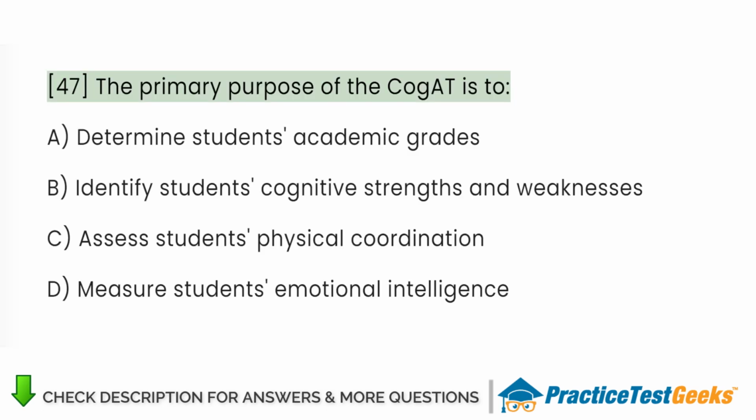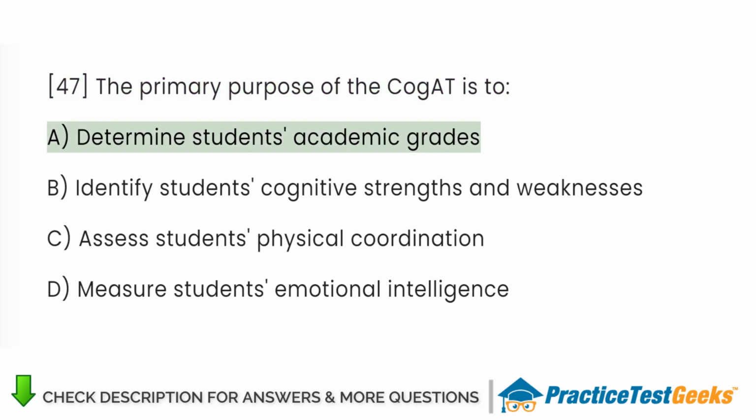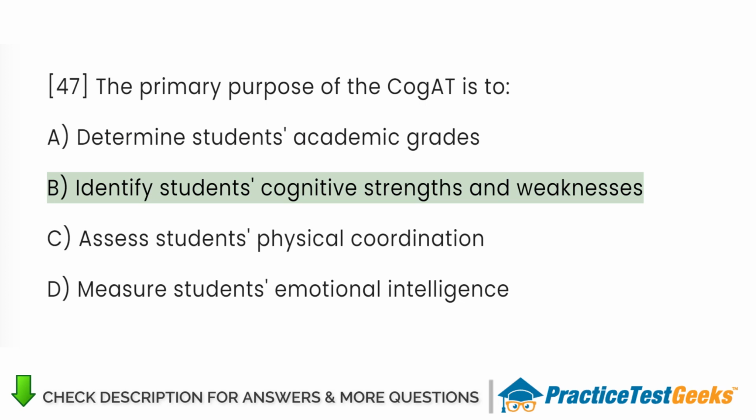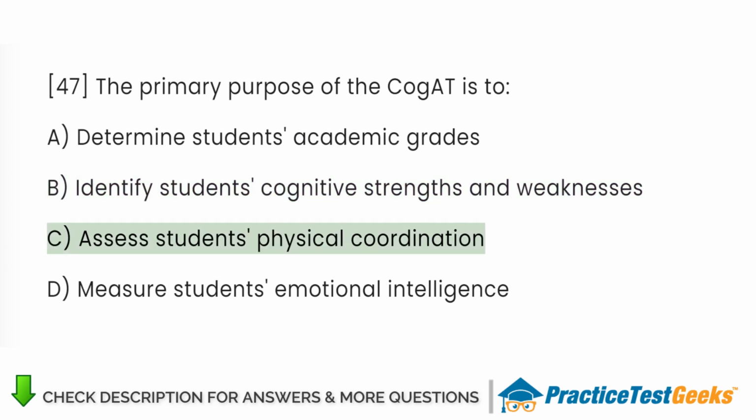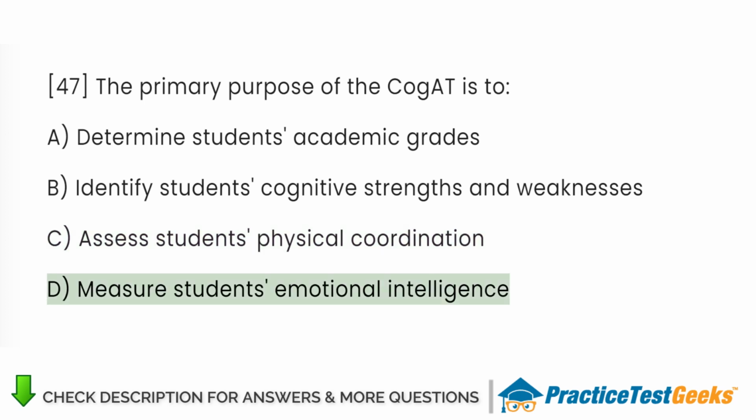The primary purpose of the CogAT is to A. Determine students' academic grades. B. Identify students' cognitive strengths and weaknesses. C. Assess students' physical coordination. D. Measure students' emotional intelligence.